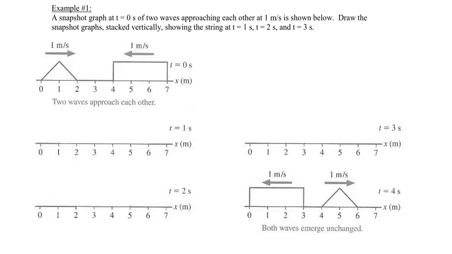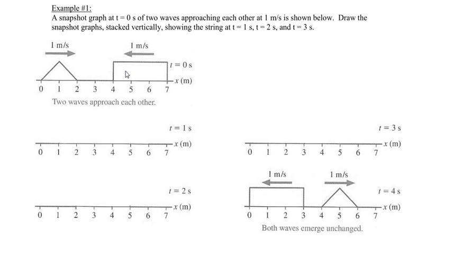Welcome to example number 1. This is an example regarding the principle of superposition. We have two waves that are approaching each other here, both traveling at 1 meter per second. This wave is moving to the right at 1 meter per second, and this wave is moving here to the left at 1 meter per second.